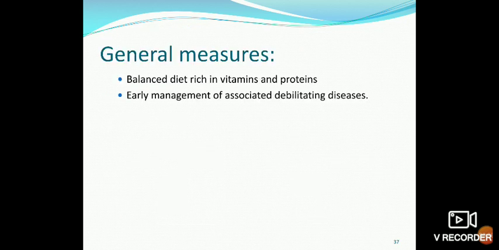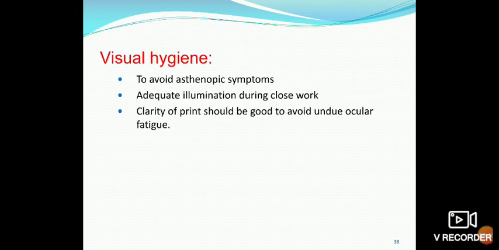General measures like a balanced diet rich in vitamins and proteins, and early management of debilitating diseases. These are the general measures. Visual hygiene is mainly to avoid asthenopic symptoms. So adequate illumination should be there during work. Clarity of print should be there. Adequate position should be there. Adequate distance should be there between you and the book. So all these are the visual hygiene measures. They are mainly aimed at avoiding the asthenopic symptoms associated with refractive errors.